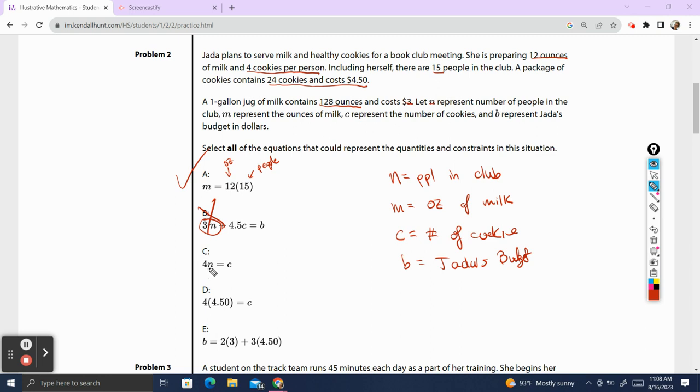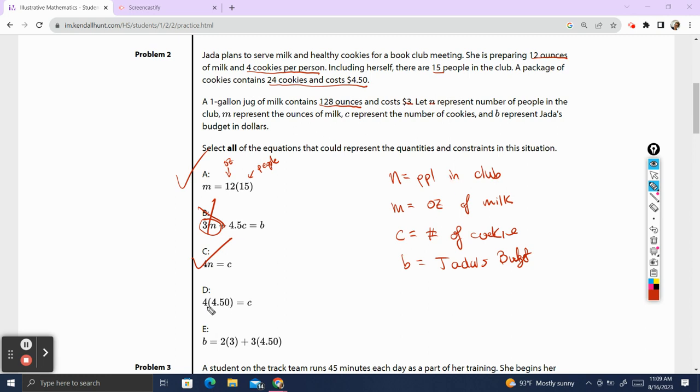C, 4N is equal to C. 4 times N, so the people in the club, is equal to C, which is the number of cookies. Well, if we have 4 cookies per person, and we do 4 times the number of people, we should get the number of cookies that we need. So this is correct. It's super helpful to always write out your variables to easily go back and check them.